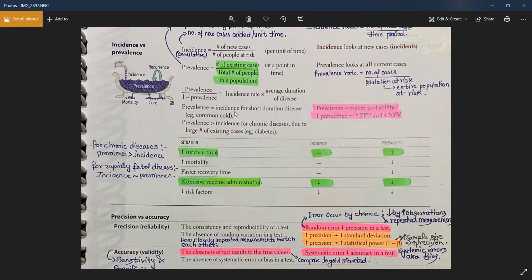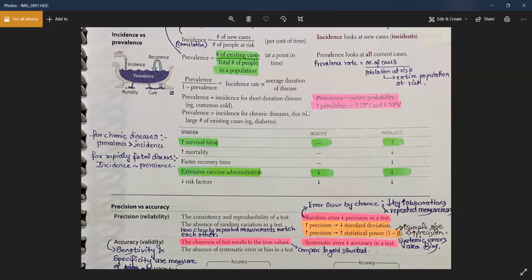Then comes the long-existing diseases, let's say diabetes or hypertension or the cancers. The prevalence is always greater than the incidence. Very important to know that. And whenever the prevalence is increased, you will always have an increased positive predictive value and a decreased negative predictive value. We have discussed this in the previous lecture already.